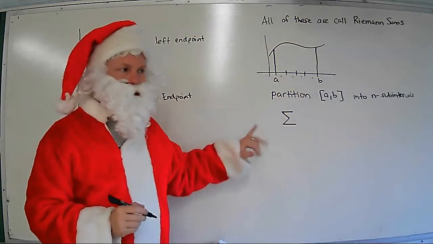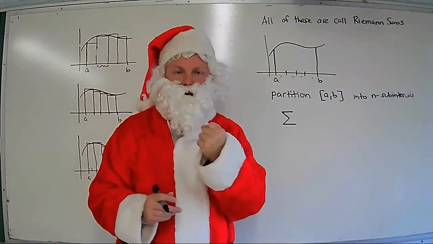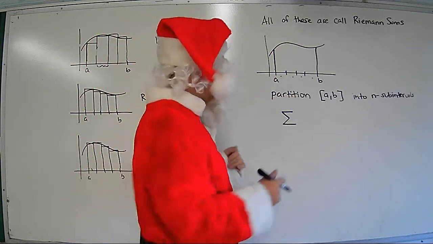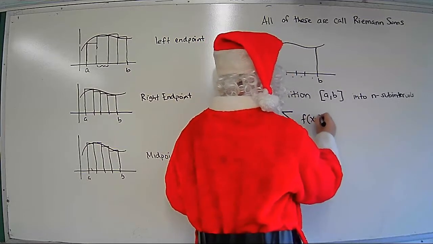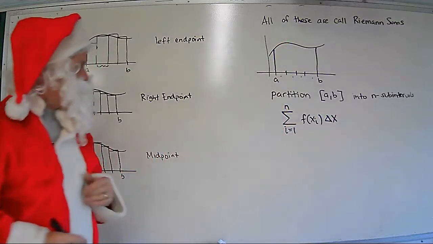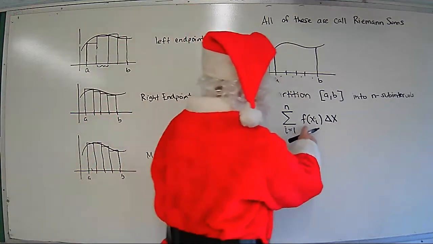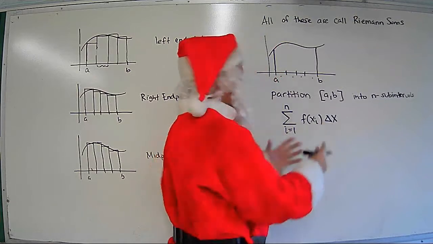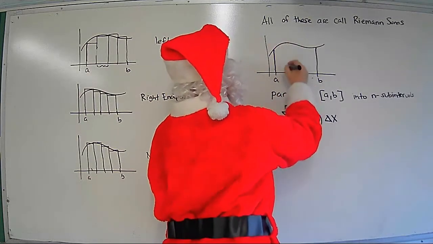Hopefully you've seen this symbol before. This means sum, and this symbol actually means a finite sum. It means you're summing up a finite number of things, a countable number of things, if you will. What a Riemann sum is, it's something that looks like this. It's when you're summing up f of x sub i. x sub i could be any value in this subinterval that's going to give you the height of one of these rectangles.